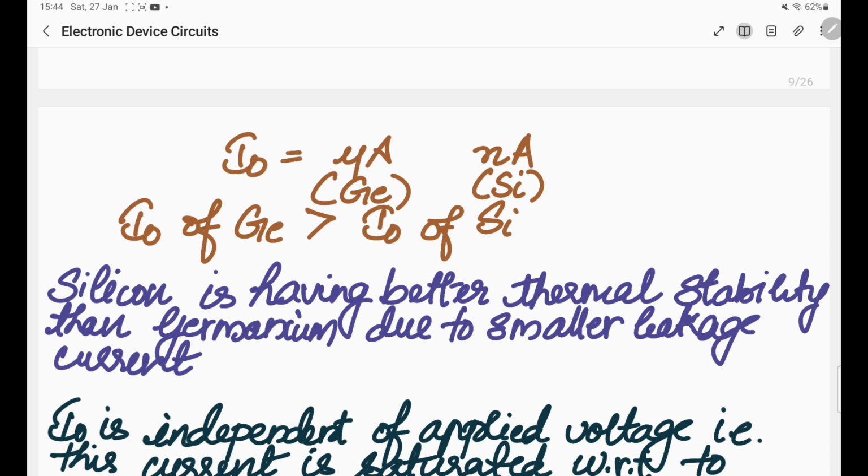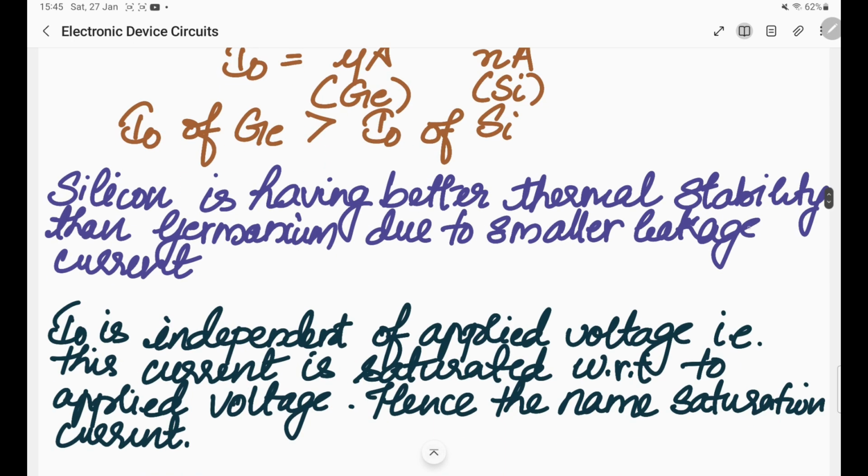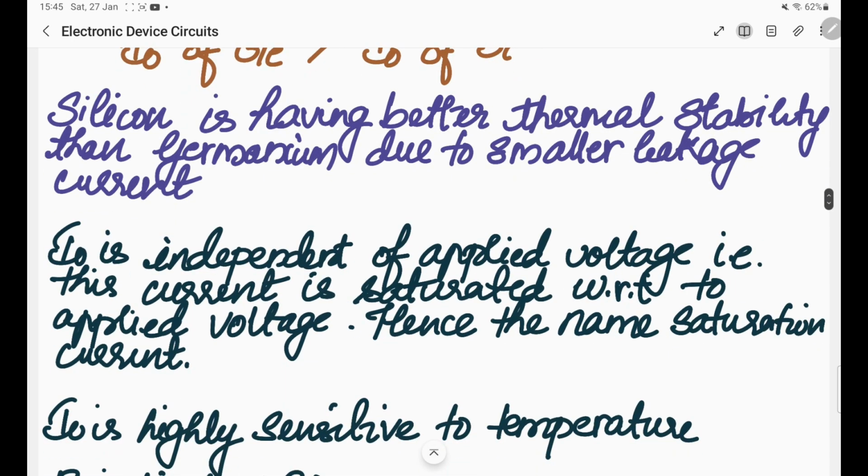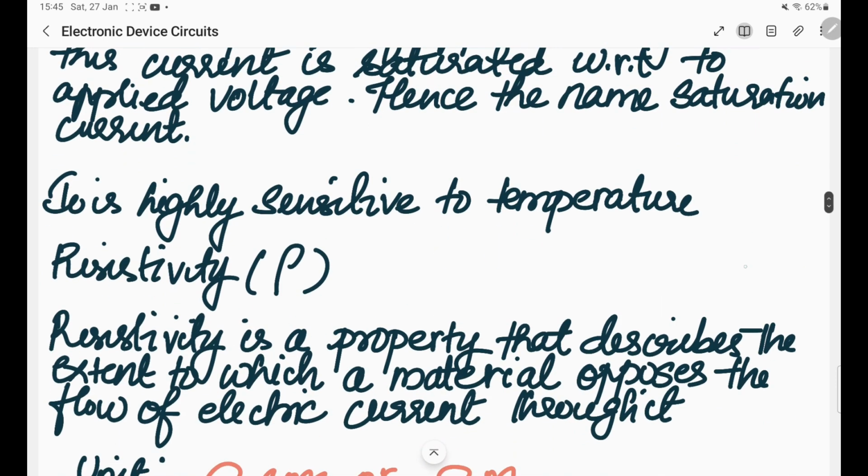You can see most of the materials in the semiconductor field are made up of silicon when compared to germanium, and this is one of the main reasons, because the thermal stability of silicon is much higher. Also, as you saw, it can withstand more: the maximum operating temperature is around 175 degrees Celsius when compared to germanium, which has only 75 degrees Celsius. Leakage current is independent of applied voltage. That is, the current is saturated with respect to applied voltage, and hence the name saturation current. Leakage current is highly sensitive to temperature.